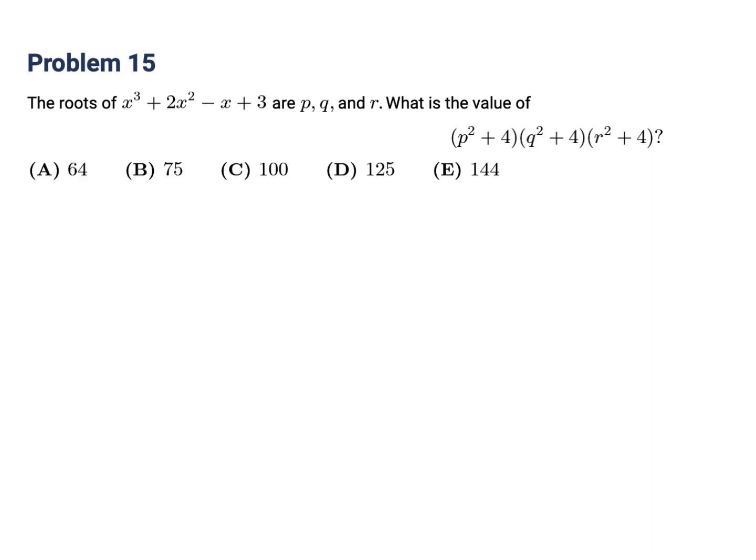The roots of x to the power 3 plus 2x squared minus x plus 3 are p, q, and r. What is the value of (p squared plus 4)(q squared plus 4)(r squared plus 4)? Okay, so I am going to use Vieta's formula. And in this case, this is actually a cubic.